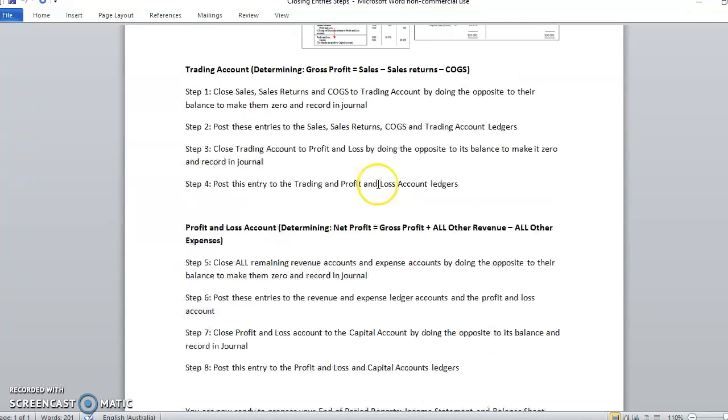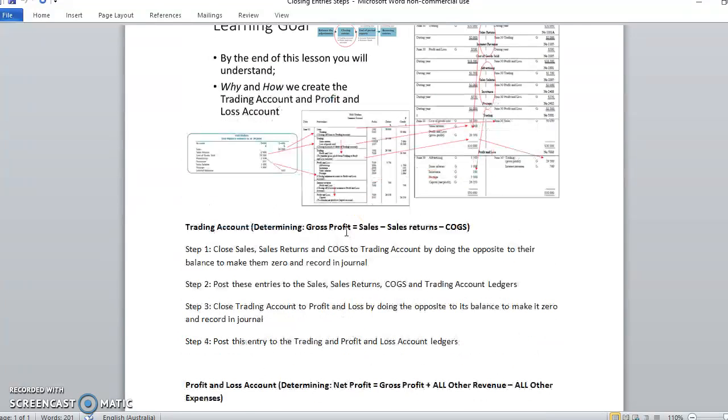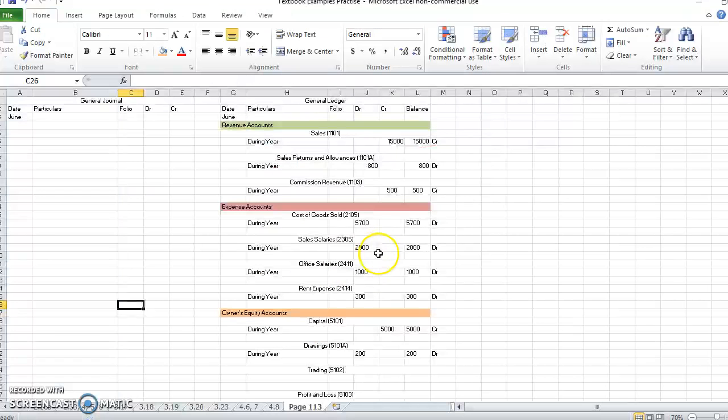And net profit is the gross profit we determined earlier plus all revenue minus all expenses, all the other revenue and other expenses. So, step 1, close sales, sales returns, and cost of goods sold to the trading account by doing the opposite to their balance to make them zero and record it in the journal. So we'll do that step first.